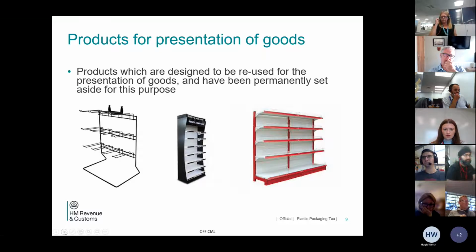So the last category where something isn't considered plastic packaging is where it's primarily for the reuse of the presentation of goods to a user or consumer. So they have been permanently set aside for this purpose before or as soon as they have been manufactured or imported. A record of this setting aside must be kept. Some examples we have on the slides are display shelves and shop fittings specifically for presenting goods.